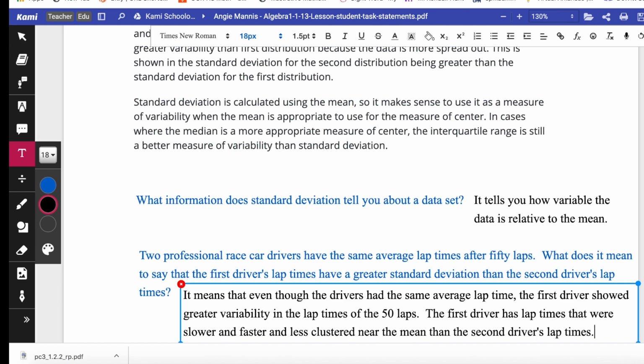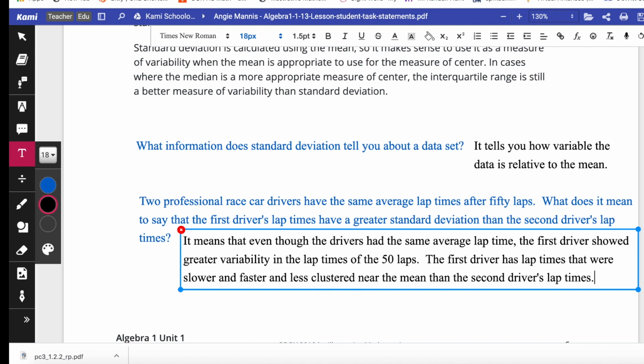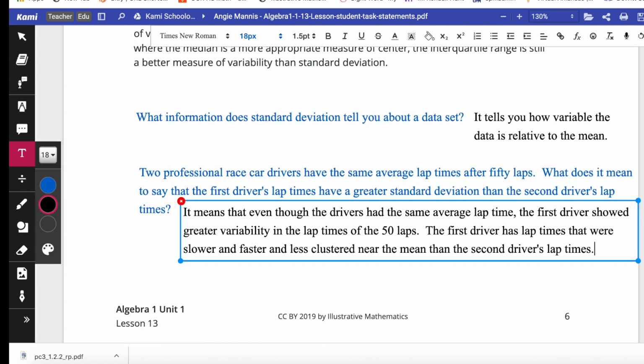So if you were to see this data on a dot plot or on a histogram, you would be able to see that their mean is the same, their average is the same, but the first driver's lap times are going to be spread out more than the second driver. So the second driver would be like a cluster of times around the mean, and the first driver is going to be spread out away from the mean. All right, so that's all we're going to talk about there.